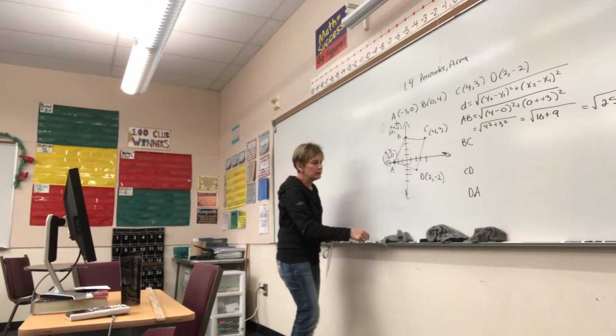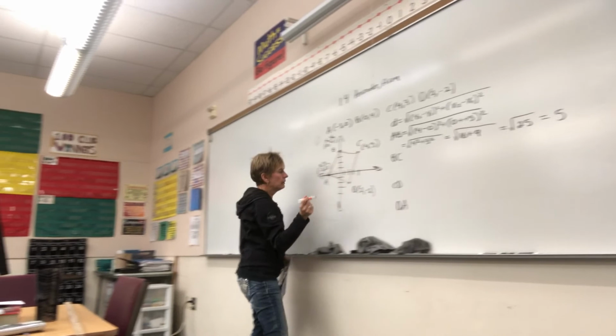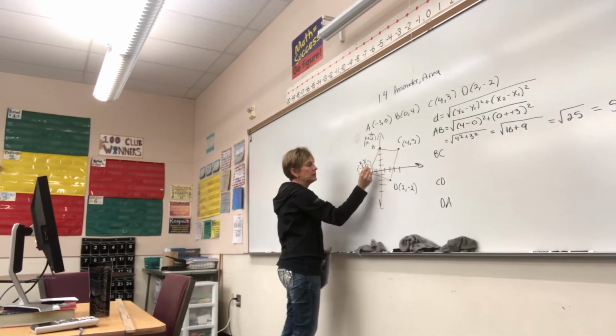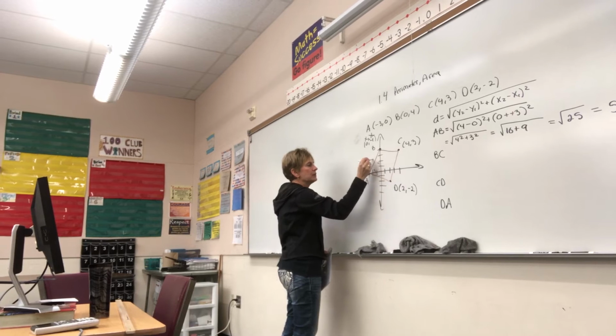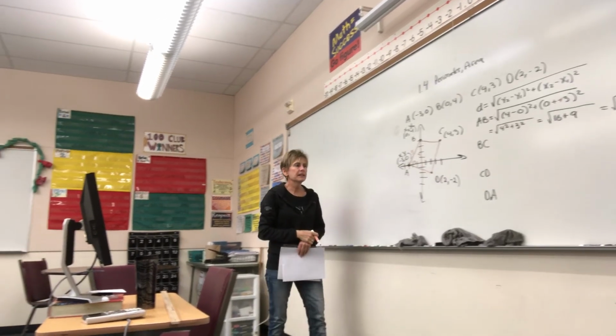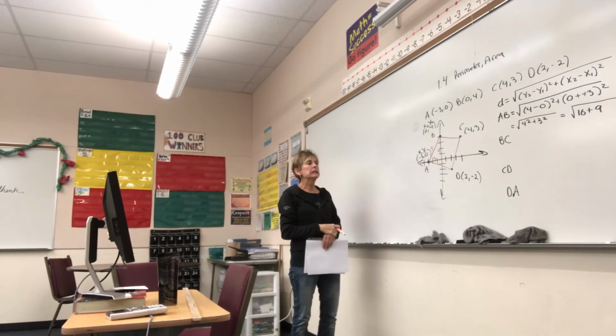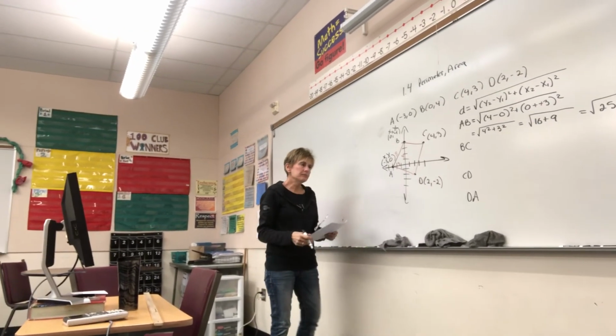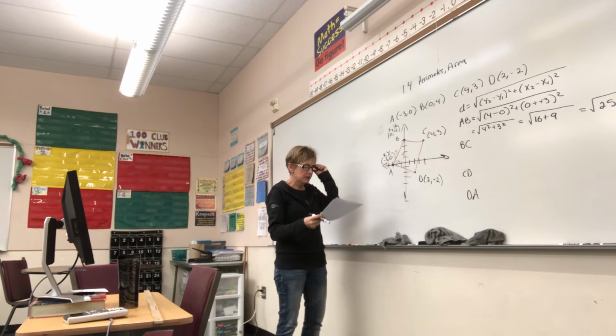We could have formed a right triangle right here and noticed that this segment was length 3 and this one was 4, so our distance there is 5. That would have been a totally legitimate way for calculating that distance. So that's kind of another option for you.